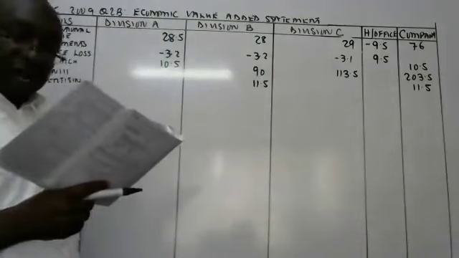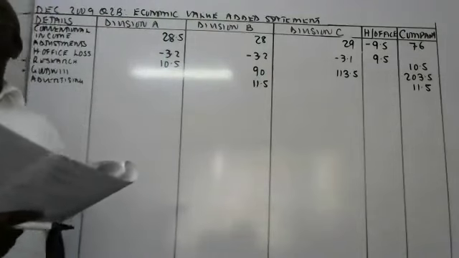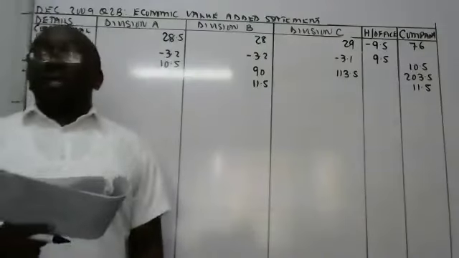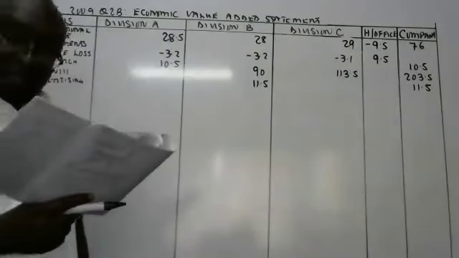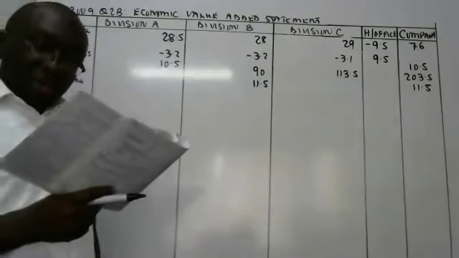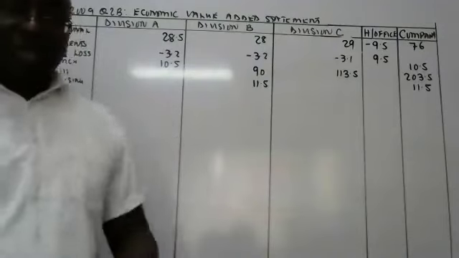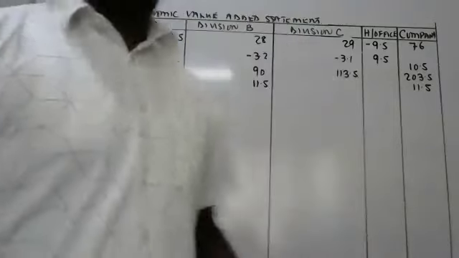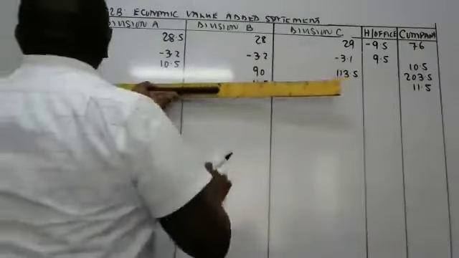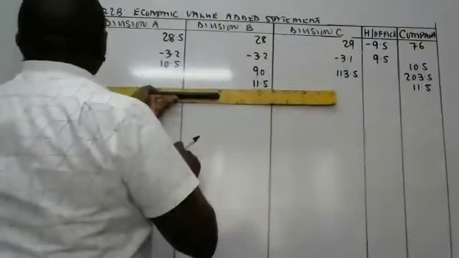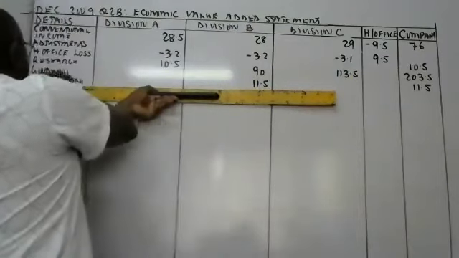Borrowings are part of capital. It's a long-term liability, so that is not supposed to appear in the income statement. And there is no tax. So with that now, we get a figure called revised income.